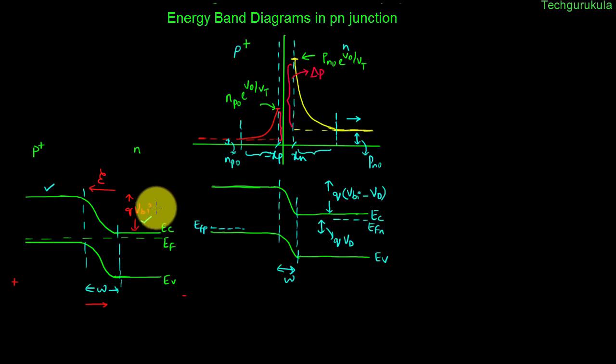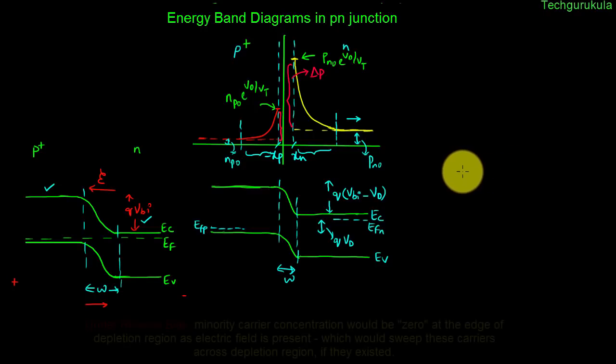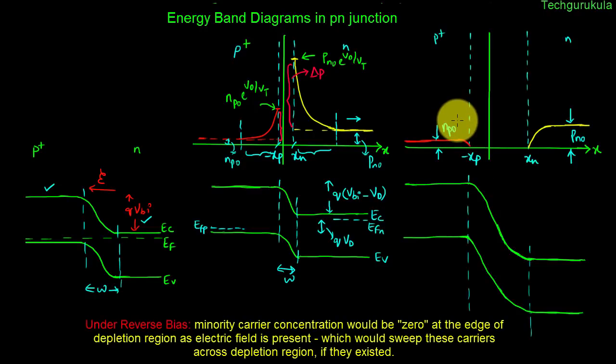When we applied potential of VD, the barrier has decreased from VBI to VBI minus VD. Now the Fermi energy level seems to have shifted, so the difference between them should be exactly equal to the applied potential times Q. Now let us look at minority carrier concentration distribution and energy band diagram for a reverse bias condition. This is how the minority carrier concentration and band diagram would look like.